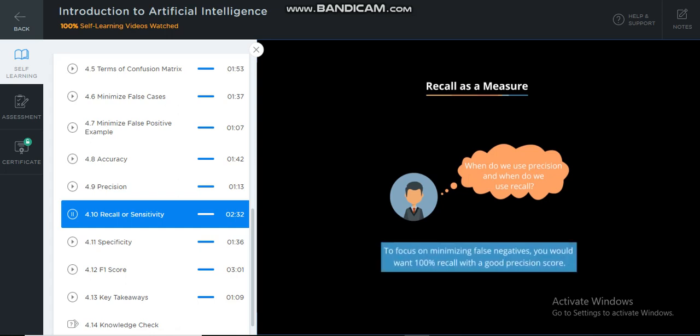This means that if we want to focus on minimizing false negatives, we would want our recall to be as close to 100% as possible without precision being too bad. And if we want to focus on minimizing false positives, our focus should be to make precision as close to 100% as possible.